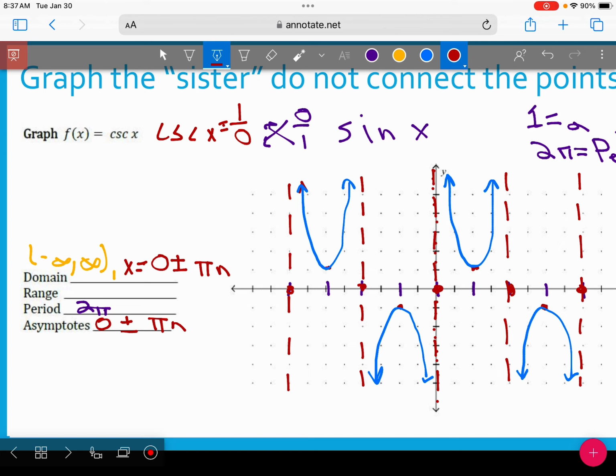Finally, the range. The range is going to be two-part always for secant and cosecant. Here, the negative range goes all the way down to negative infinity. And then the ones that are opening down come all the way up and touch -1. Oh, and then we write the union, the big U. And then we do the same thing for the positive. The positive square bracket, start at y equals 1 and then go all the way up to positive infinity.